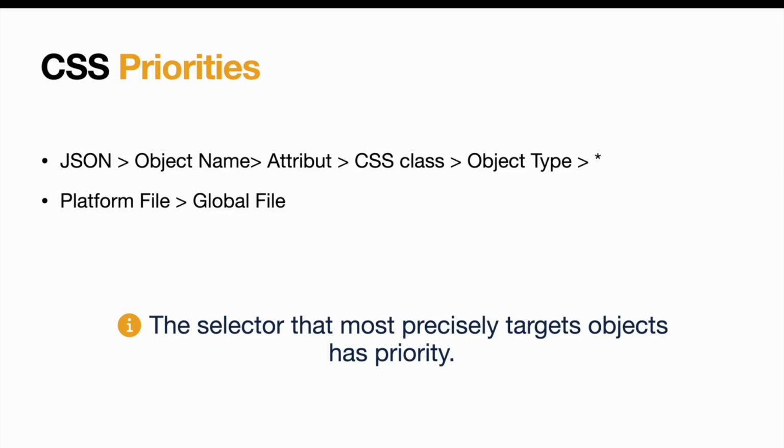A common question is: when multiple styles are defined for the same object, which one is applied? The rule is quite simple. The most specific style wins. A style defined on an object name takes precedence over a class, which takes precedence over a type-based style. And if a property is set directly in the form property list, it overrides everything defined in CSS.